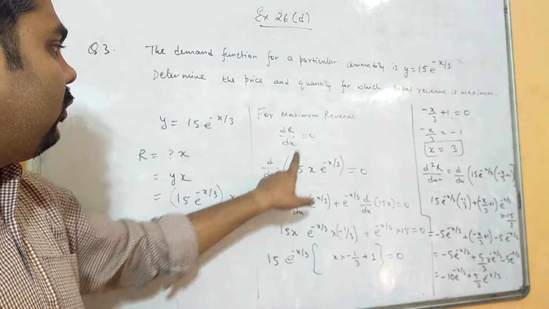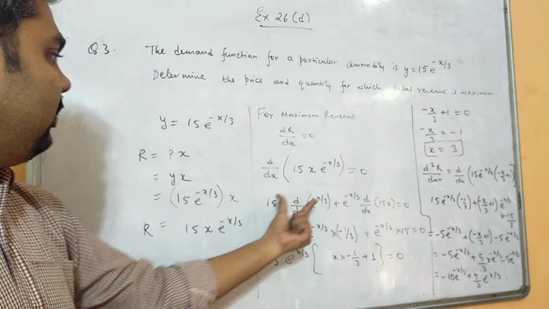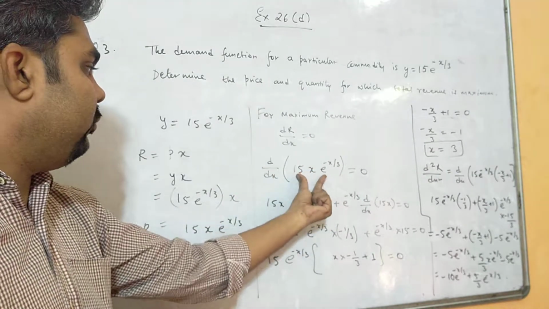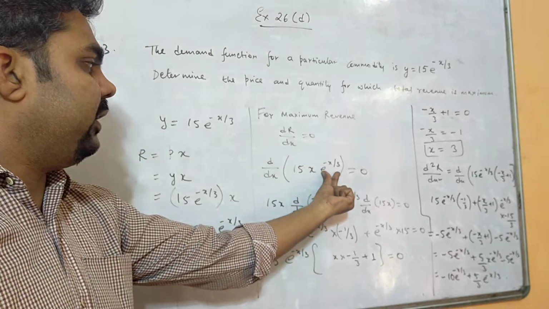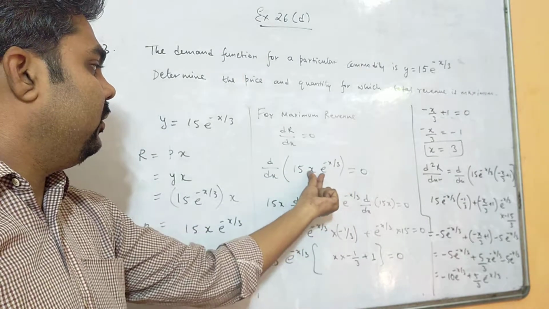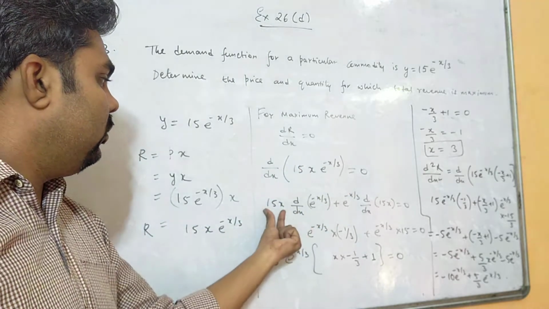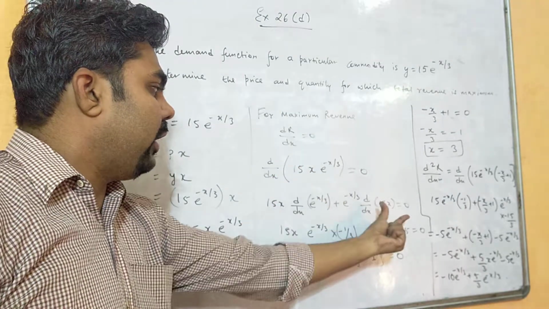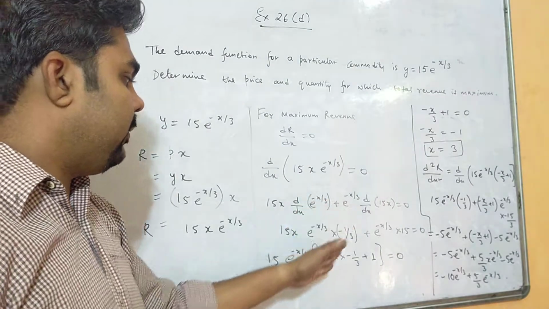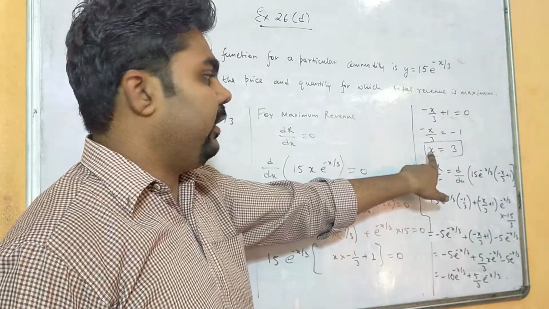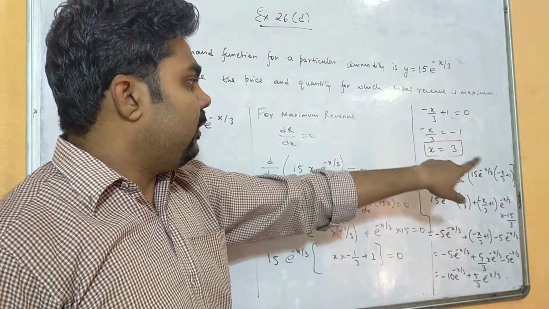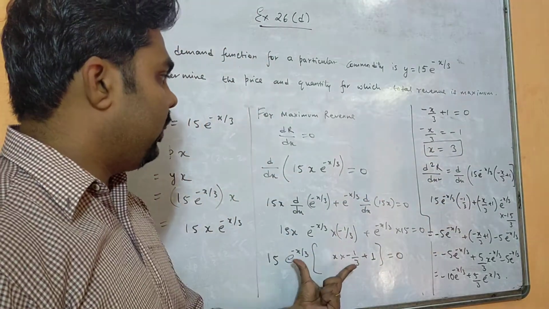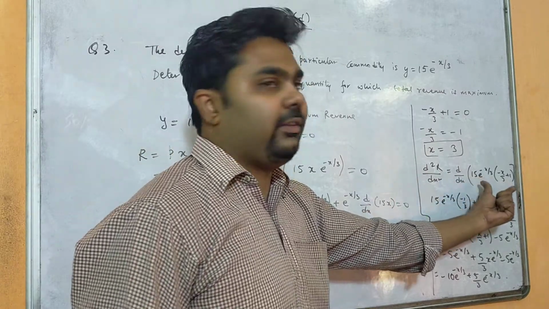So d/dx of R, what is the revenue function here? This, right? So when you substitute this revenue function here, you see x is also there, e to the power minus x by 3 is also there. That means uv, d/dx of uv is u d/dx of v plus v d/dx of u. Apply the product rule here. So after applying the product rule, we will get the value of x here, right? So when you get the value of x, double differentiate this revenue function. Whatever revenue function we got, we have to double differentiate.